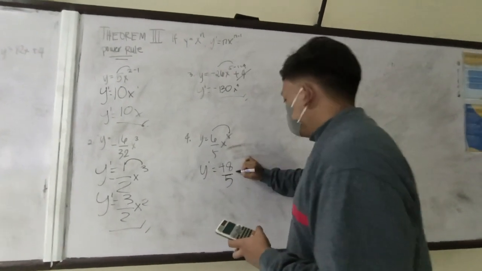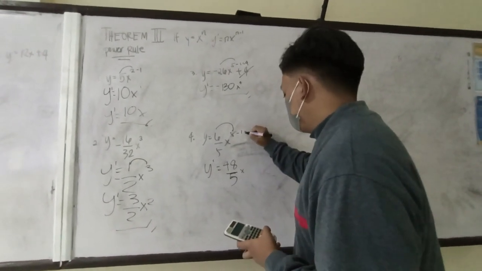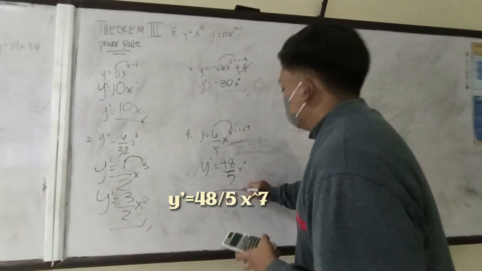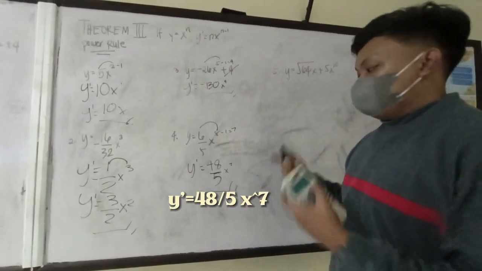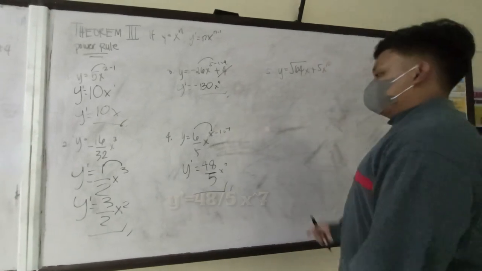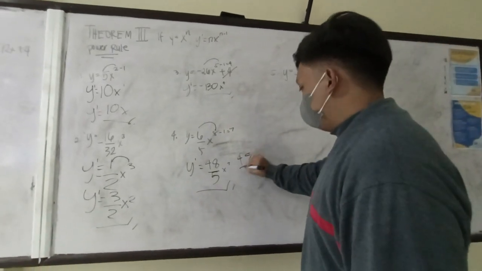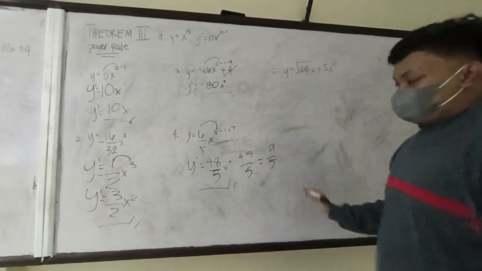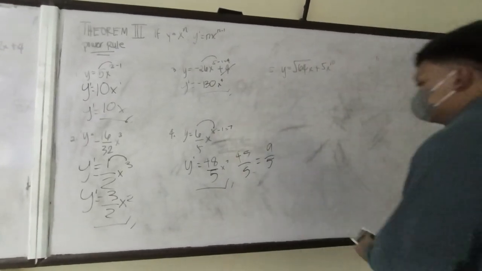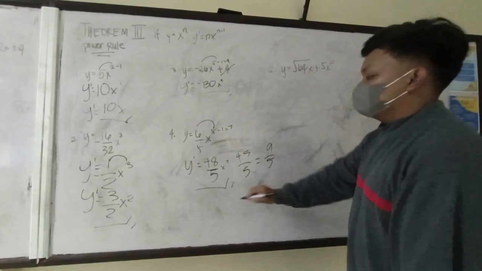And 8 minus 1 is 7. So 7, they have no need to round it off because they are not common to each other. If it's 45 over 5, then we should express this in 5 and 9 like that. But it's in 48, so there's no need to round it off. So that's the final answer.